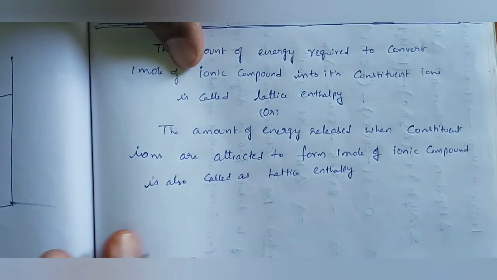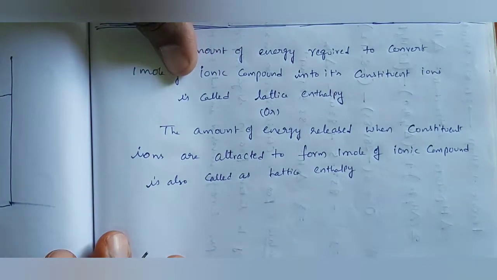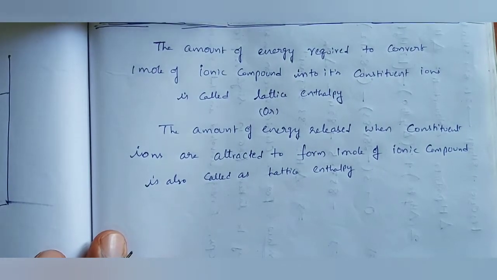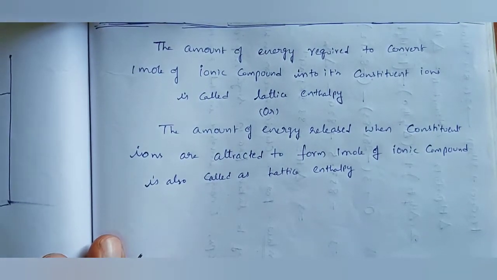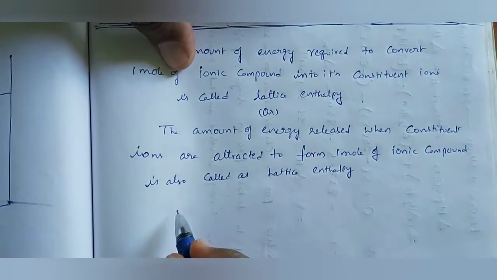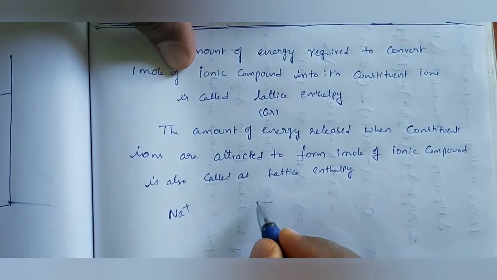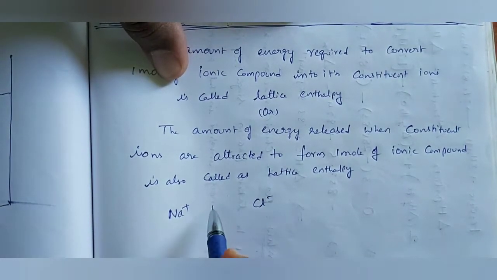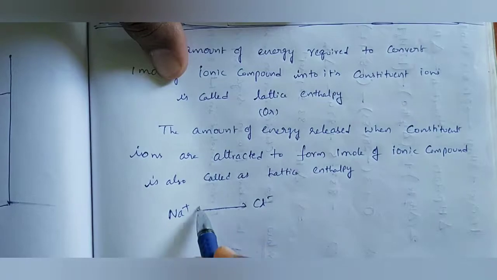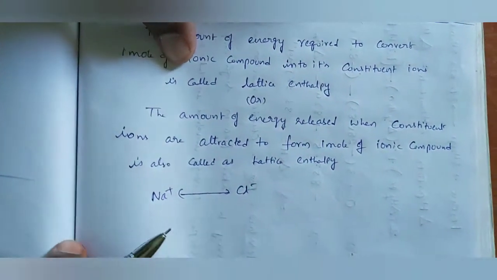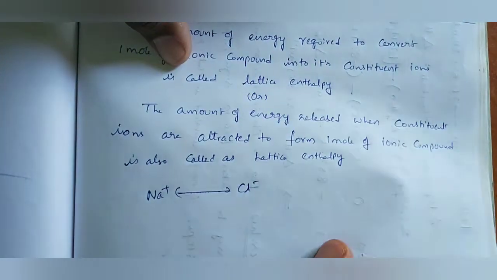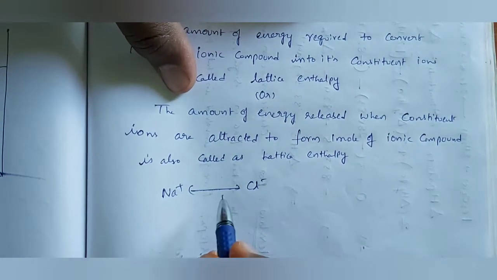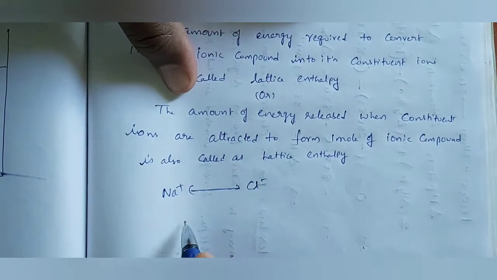The amount of energy released when constituent ions are attracted to form one mole of an ionic compound is also called lattice enthalpy. It can be used in both ways, according to the situation. See, Na plus ions and Cl minus ions are present far away. Because of the electrostatic force, they come nearer to each other and combine to form NaCl.